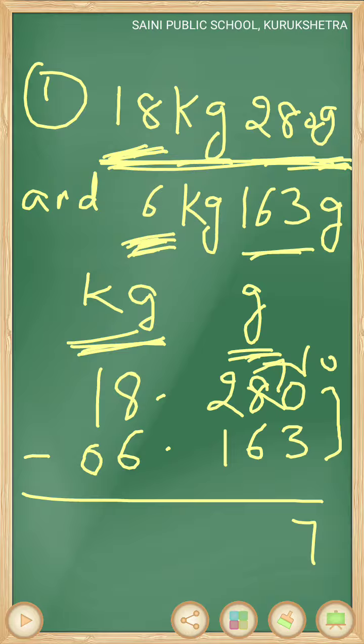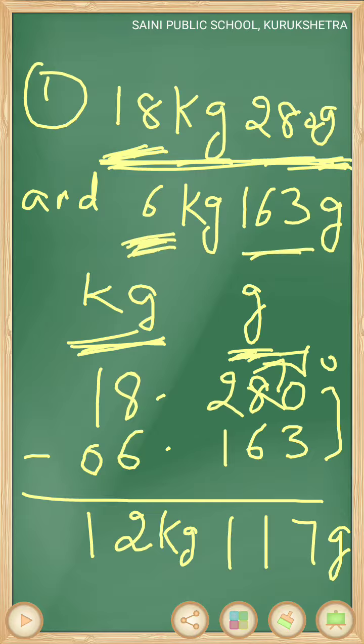Now move to the second place. Here 7, and 7 minus 6, 1. So it will become 1. Now this place is complete. Now the next place is 2 minus 1. So here 1. So our gram place is complete. 117. Now move to the kilogram place. 8 minus 6, 2. 1 minus 0, 1. So our subtraction is complete. 12, 117. What will we do now? We will write their units. 12 kilogram and 117 gram.